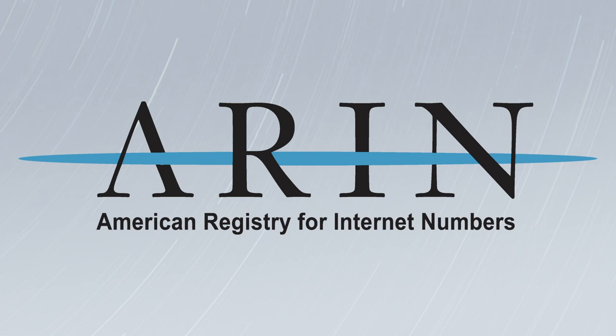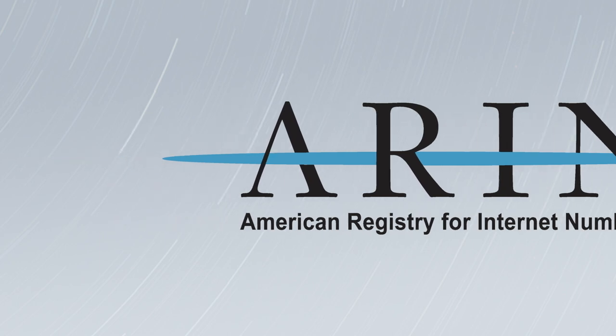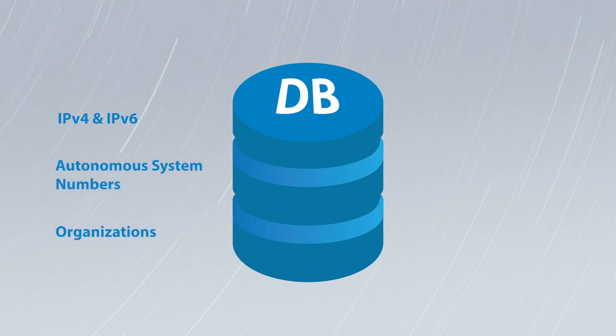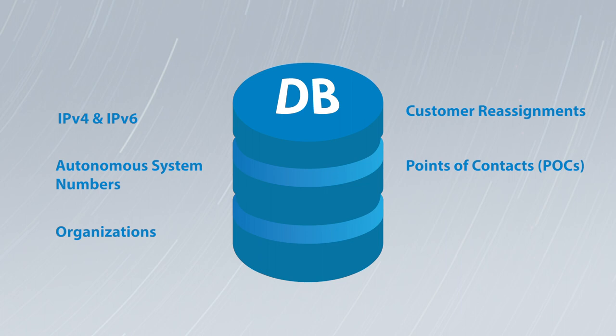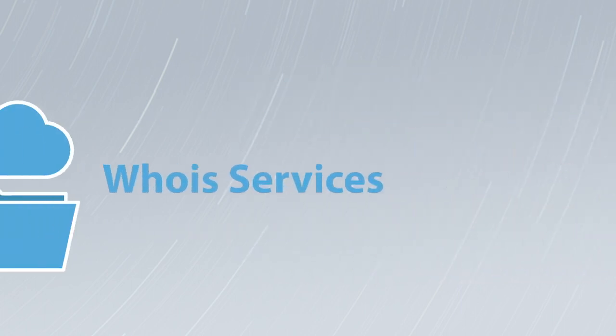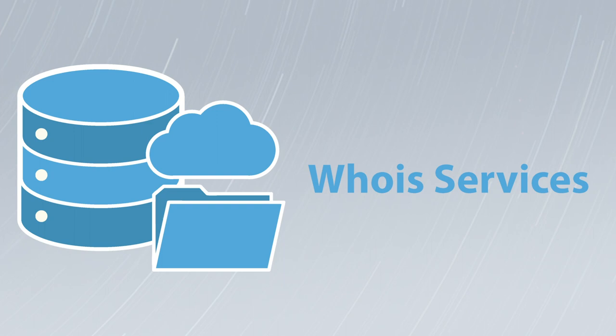At ARIN, it's our responsibility to support the operation of the internet through the management and distribution of internet number resources, such as IP addresses or autonomous system numbers. As part of this responsibility, we maintain a database containing information about IPv4 and IPv6 addresses, autonomous system numbers, organizations, customer reassignments, and related point of contacts, or POCs, registered with ARIN. This information is available for viewing in ARIN's public whois.